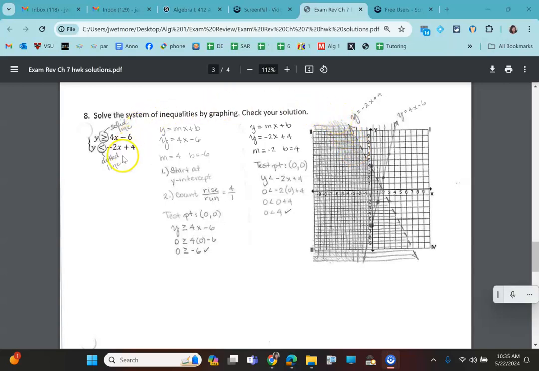Now to figure out if it's solid or dotted, remember if it doesn't have the equal to with it, then it's going to be dotted. So that's why this one was dotted. And now I just have to figure out, am I shading over here on the left or am I shading over here on the right?